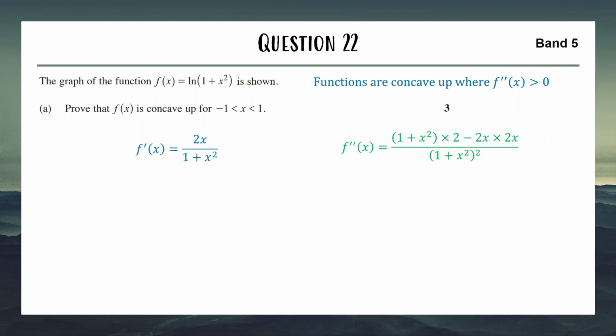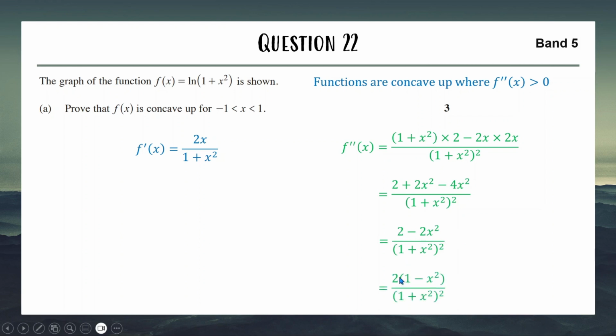Okay, we have our second derivative. Let's try and tidy this up a bit. Let's expand out the bracket on top. So this becomes a 2 plus a 2x squared. And on the end, our product of 2x and 2x is 4x squared. Now I can collect like terms because 2x squared take away 4x squared is minus 2x squared. And because I'm feeling a little fancy, I may even factorize the top by taking out the 2, leaving me with 1 minus x squared.